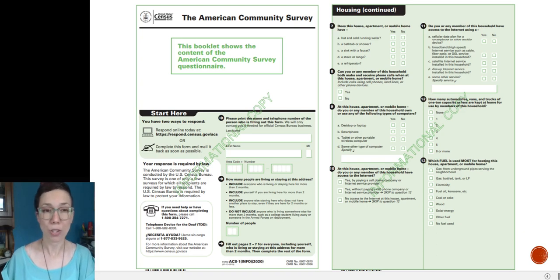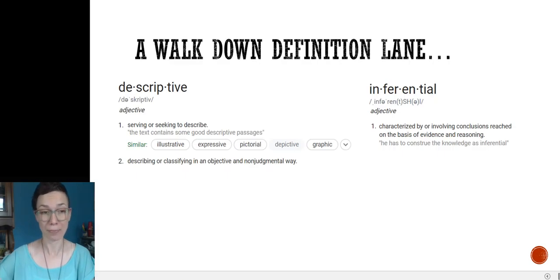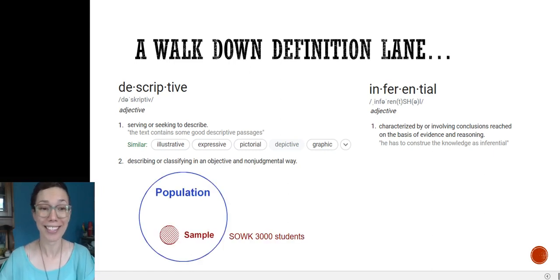That's why they want to do this survey every year instead of every 10 years. Also why they're using a sample and not a population. So this brings us right into descriptive and inferential statistics. That's what we're already talking about if you can't tell yet. Descriptive statistics are describing a sample.